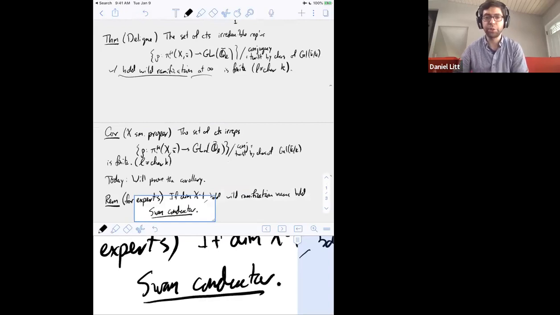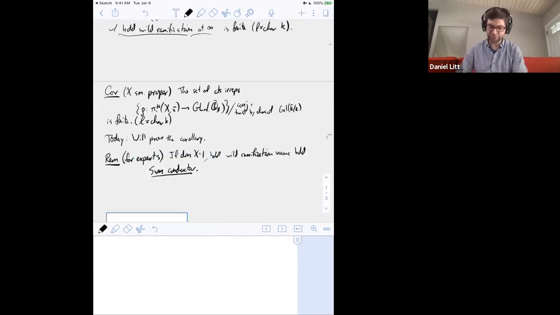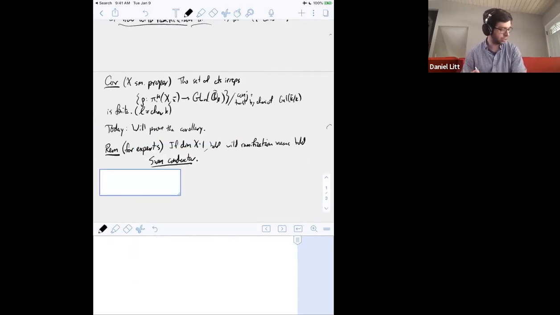So if you'd like to know what Swan conductor means, you can go on Wikipedia and look it up. It's really complicated, and talking about it would take about the same length as giving this entire talk if I was to do it in any detail, which is why I'm going to focus on the case where it doesn't matter, namely the case where X is proper.